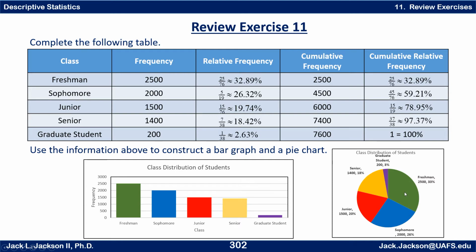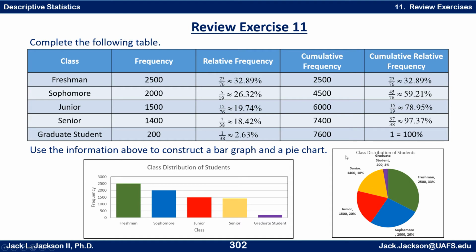So the area of the slice of pie as well as that central angle is proportional to the relative frequency of each of these amounts. In this case, we have a title, class distribution of students, but notice that we have listed the counts and the percentages along with the category.